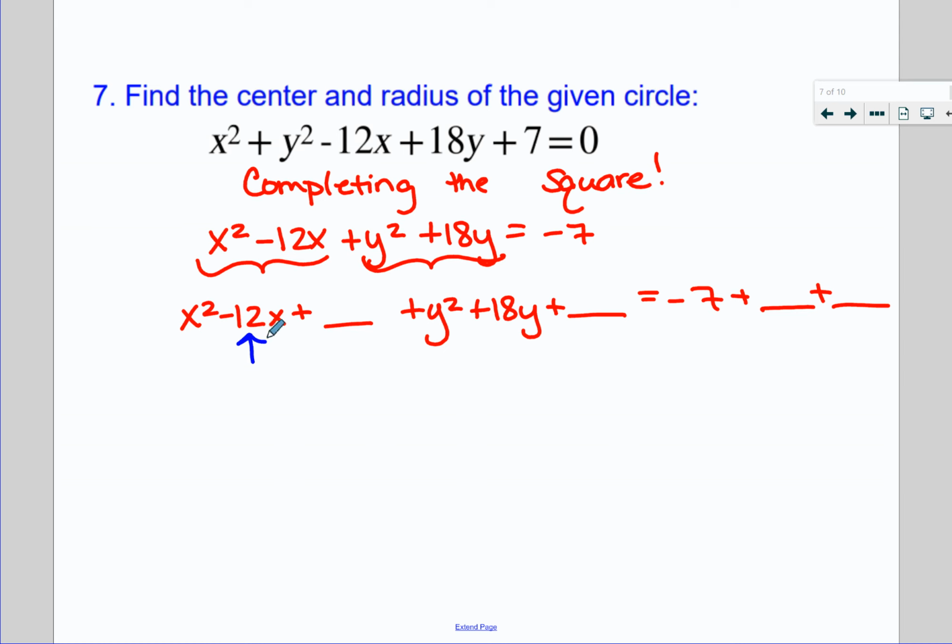Half it, square it. Does that sound familiar? Write it down if it doesn't. Half it, square it. Okay, and we're going to do it twice. If I take negative 12 and I half it, that's negative 6. Square that, 36. Do it again. 18, half it, square it. Half it, 9, square it, 81. Those same numbers are being added to the other side.